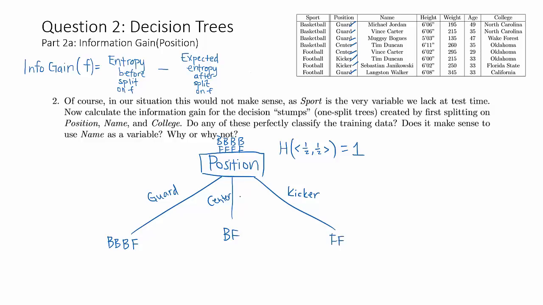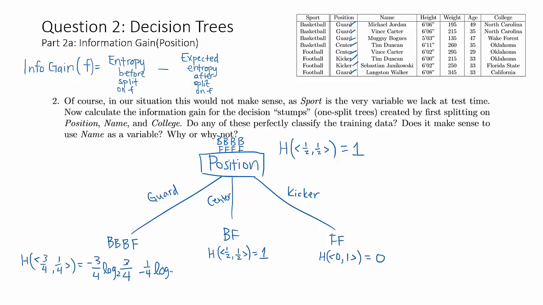Now we need to calculate the entropy for each of these groups. Let's start from the right. For this group, we have the entropy of the distribution 0, 1, and this is equal to 0. For the center branch, we have the entropy of the distribution 1/2, 1/2. Again, this is 1. For this group, we have the entropy of the distribution 3/4, 1/4, and this is equal to minus 3/4 log base 2 of 3/4 minus 1/4 log base 2 of 1/4.